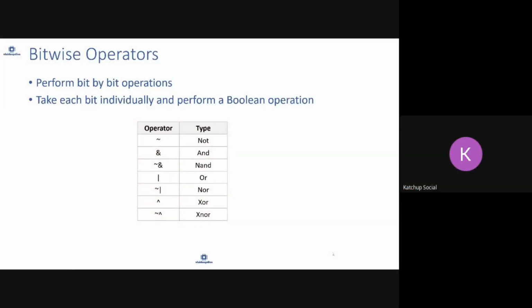Operators in Verilog. So there are bitwise operators. What I mean by bitwise operator is that these operators do bit by bit operations. So they take each individual bit and perform a Boolean operation on that. These are the symbols, and these are the types of operation: NOT, AND, NAND, OR, NOR, XOR, and XNOR. Let's understand how they behave.